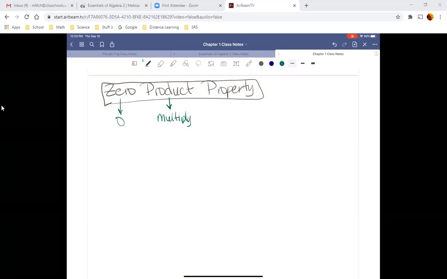So what the zero product property says is that if you're multiplying things and your product is 0, one or the other thing has to be 0. In other words, if you had A times B equals 0, the only thing you can multiply to get 0 is 0. So this says that either A equals 0 or B has to equal 0. Either one of them or both, that's why it's or.